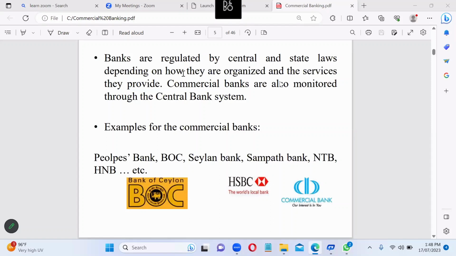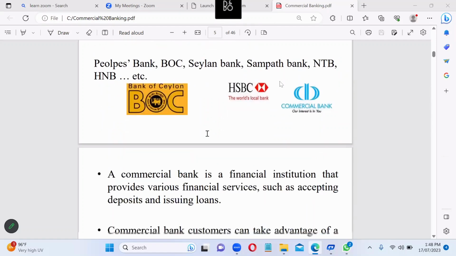Now I am told that the central bank divides the banking system into two: one is the licensed specialized bank, and another one is the licensed commercial bank. Now we are going to see what a commercial bank is and the commercial bank functions also, in this session.